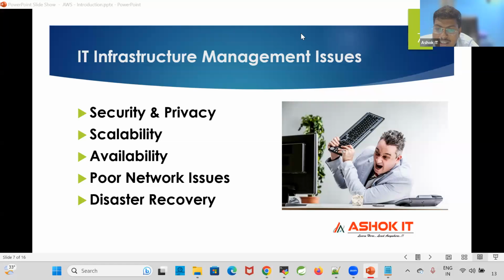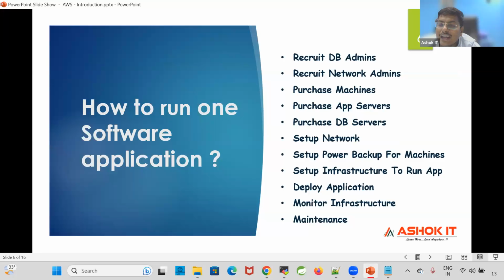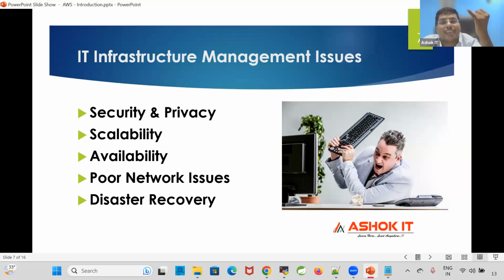Come on, guys. What are the challenges you have seen in running a software company? What are the challenges you observe? Now, if I want to run a software company, we need some infrastructure. What is the infrastructure? Computers, servers, network, power, storage, security, backup, monitoring, all these we need to purchase. Then after, we need to recruit the employees to manage our infrastructure. I have purchased infrastructure, I have recruited the employees, but still some challenges will be available.